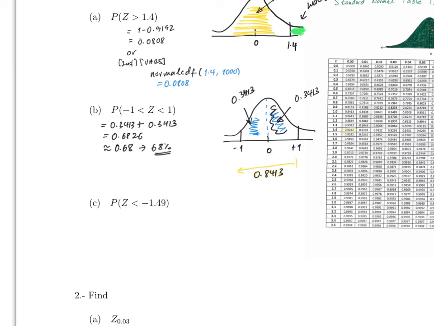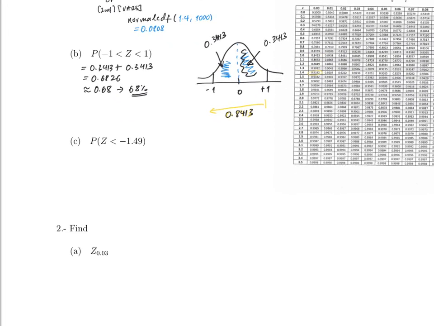All right, so now part C. First, draw the picture. -1.49 is here. Actually, before I keep going to that one, what will be the calculator commands for this one? This will be normal CDF. The lower bound is what? -1. And the upper one is 1. And it should give you the same answer. Is that okay? Just in case you want to use the calculator.